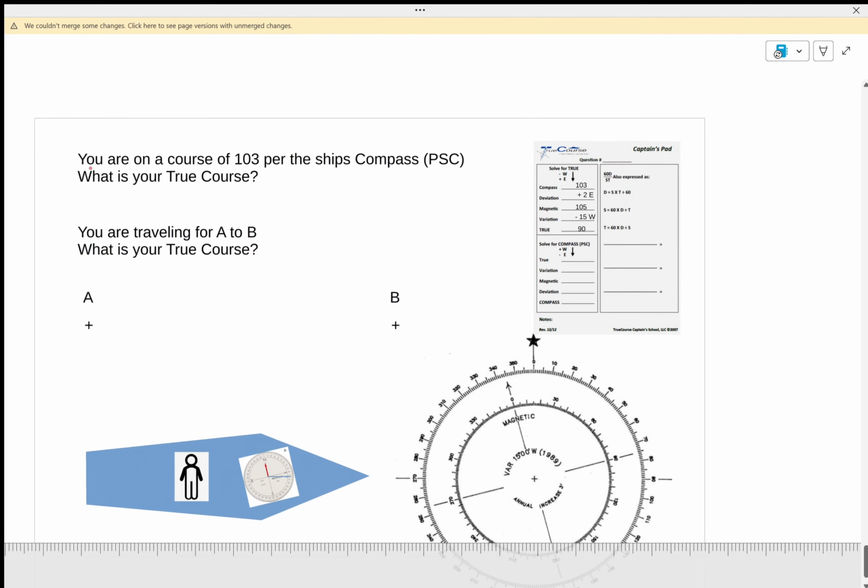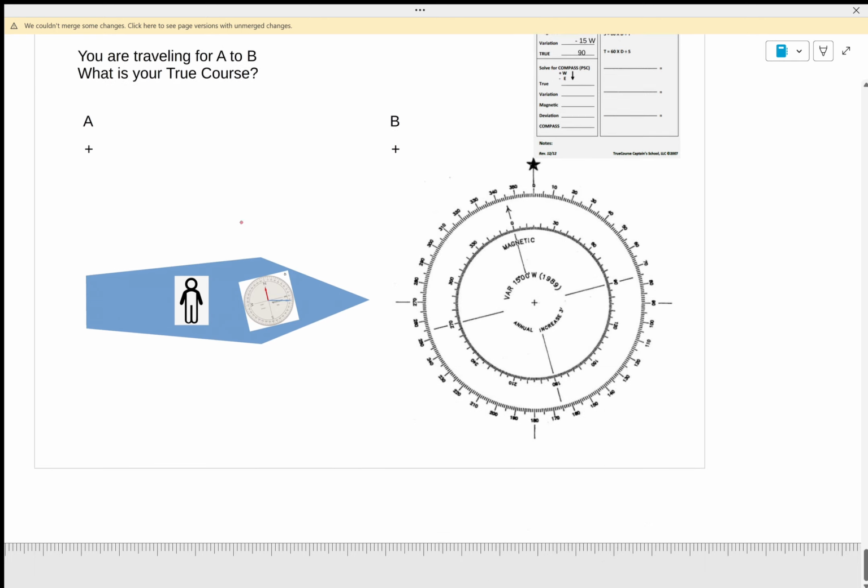The first one is they would say you're on a course of 103 degrees per your ship's compass. So you're sitting on your boat or standing, looking across your compass in the direction that your boat is going, and you read 103 degrees. Now, why does it show 103 degrees and not 90 degrees? Well, because you have variation, right? The compass on your boat is pointed to magnetic North Pole, not the geographic North Pole.